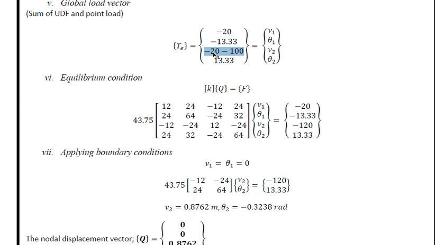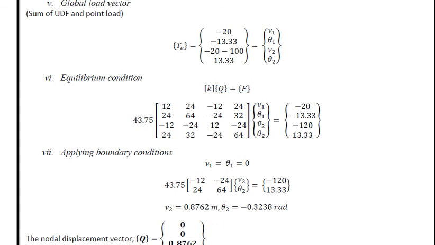Since node 2 is applied with point load, V2 is added with minus 100, minus because it is acting downwards. So the total load at the third row, that is at node 2 for V2, will be minus 120. So the load vector reduces to like this. As usual, the next step will be application of equilibrium, KQ is equal to F.